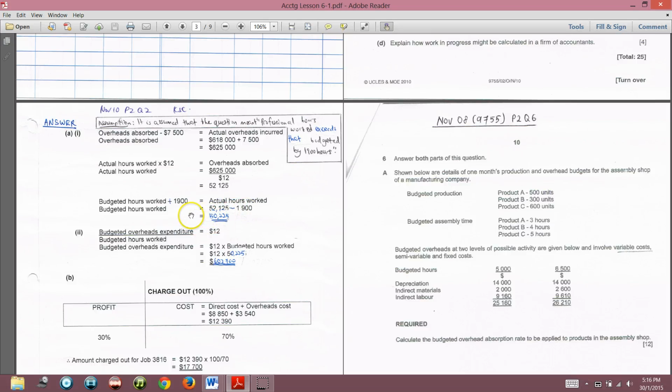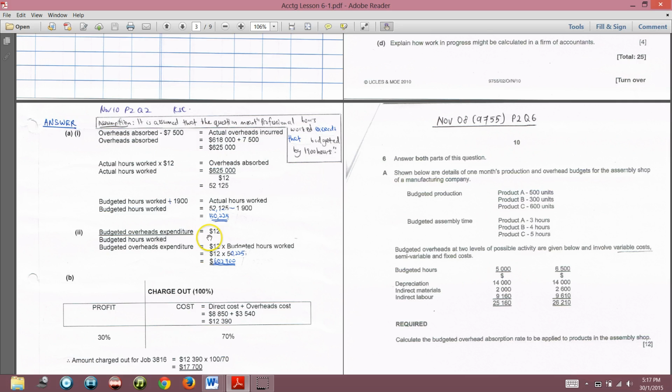Okay, so the actual hours exceeded the budget hours by 1,009. That means the budgeted hours will be the actual hours minus 1,009. So budgeted hours will be 52125 minus 1,009, which is 50225 hours. So we have answered the question. Part A2 says, what is the budgeted overhead expenditure?